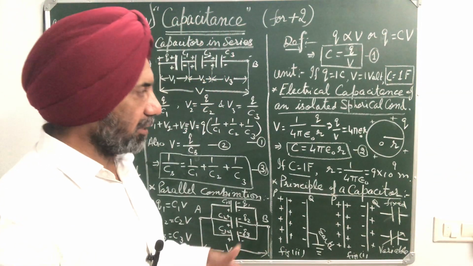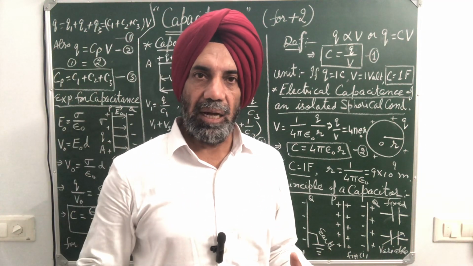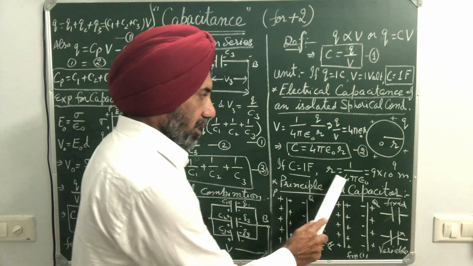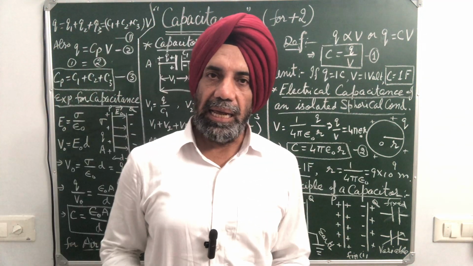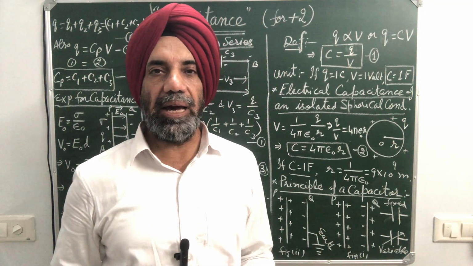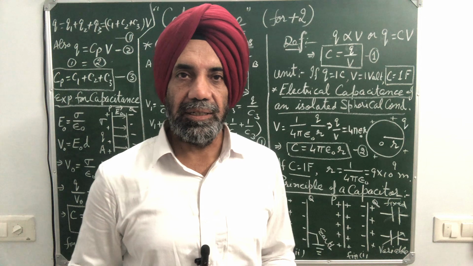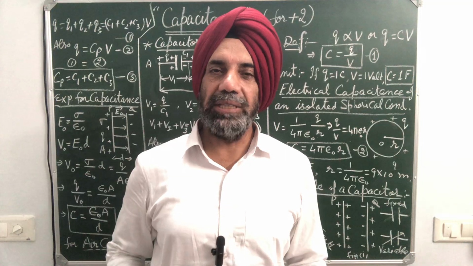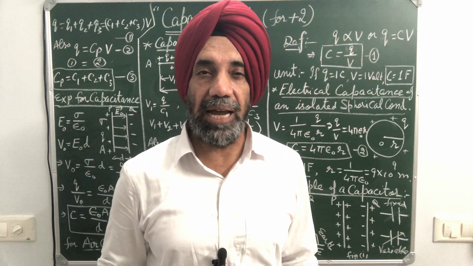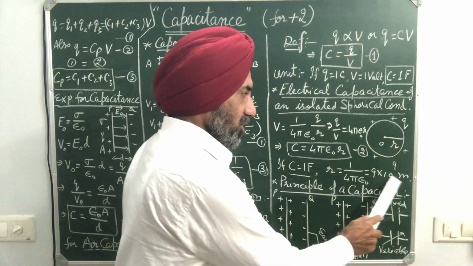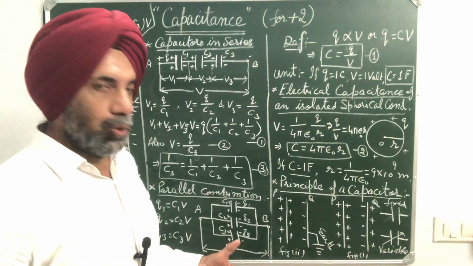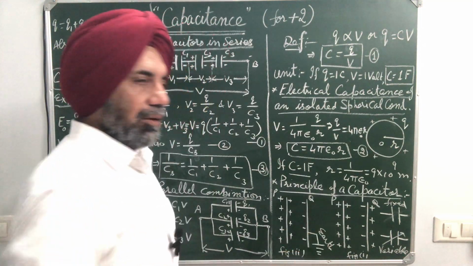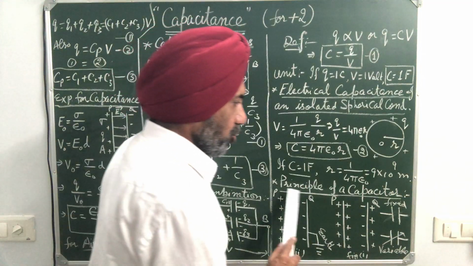So we have to make some other device if we want a capacitance of larger value. It is a very important question: why can an isolated conductor having capacitance 1 farad not be constructed? Because if it happens, its radius will be about 1500 times the radius of Earth, so it is impossible. So what do we have to do to increase the capacitance? For that we use a device which is known as a capacitor.